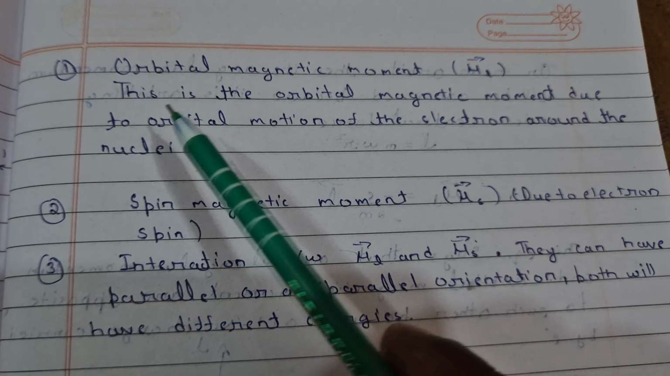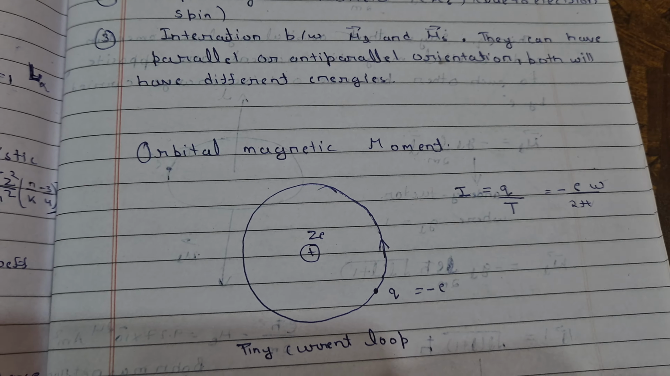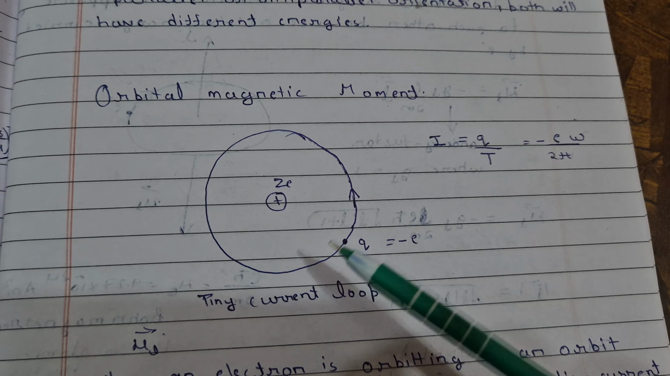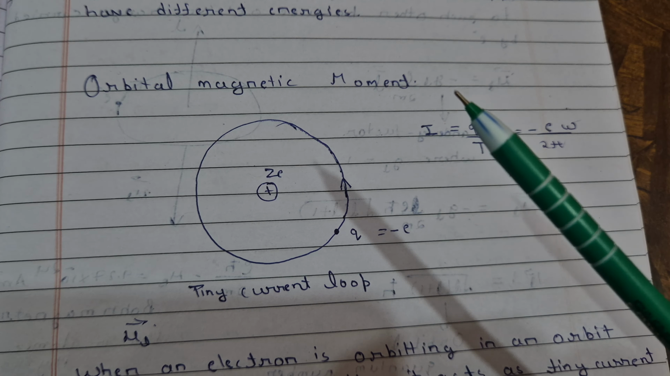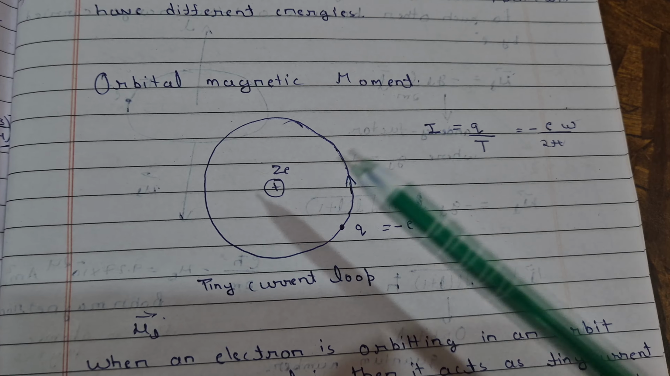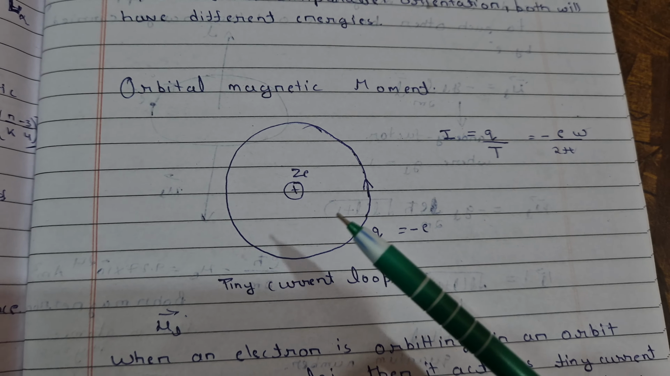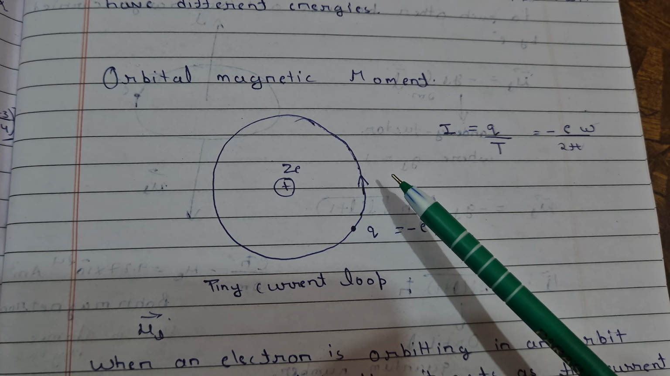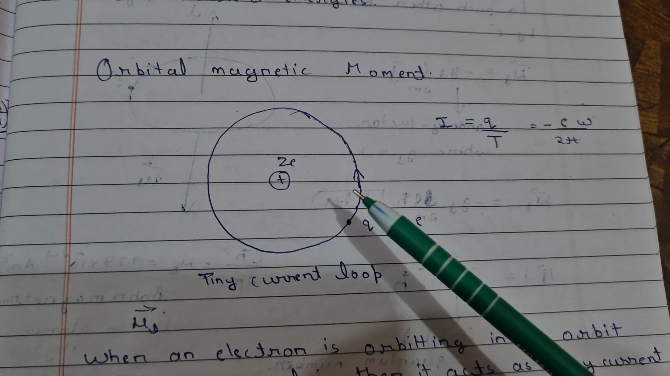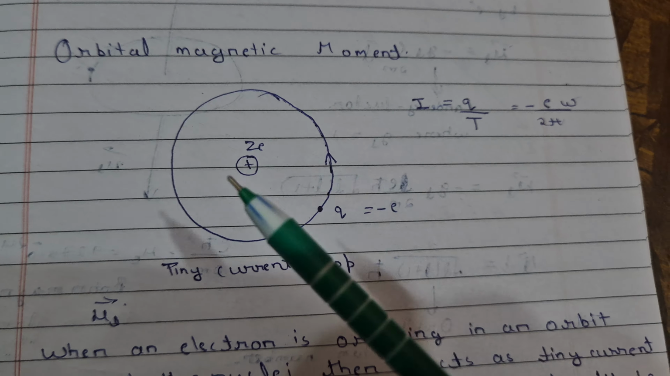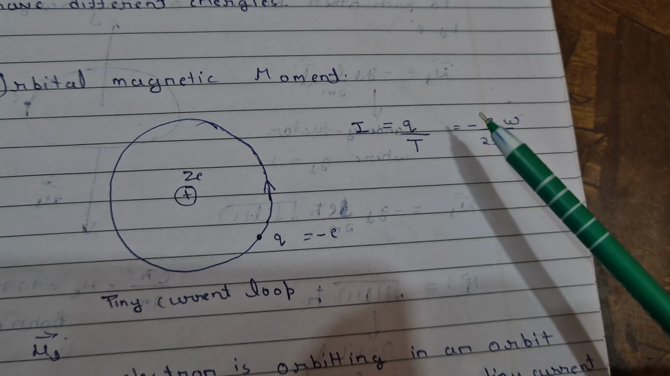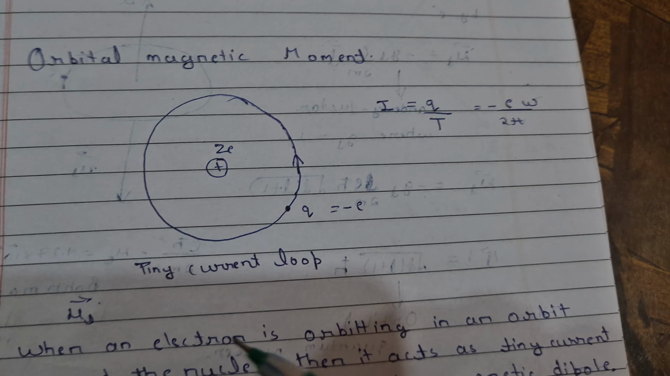First we will see the orbital magnetic moment. The electron is rotating, and it carries charge, so it gives a small current loop, and the small current loop acts as a dipole magnet, which gives a magnetic moment. You know the magnetic moment formula: current into area. The current is charge per unit time; the charge is minus e, and the time is 2 pi by omega. So this will be your current.